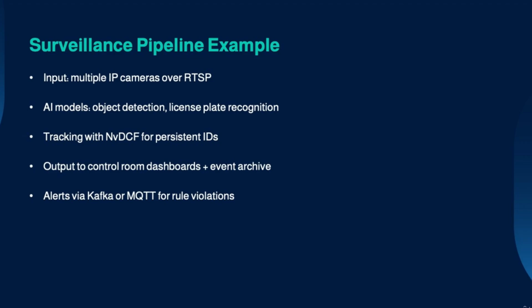To maintain object identities between frames, you'd use a tracker like NVDCF. Processed video feeds can be displayed in a control room dashboard, while metadata is stored in an event archive for compliance or investigations. For real-time alerts, like detecting a restricted zone breach, DeepStream can publish events to Kafka or MQTT, which downstream systems consume to trigger notifications.